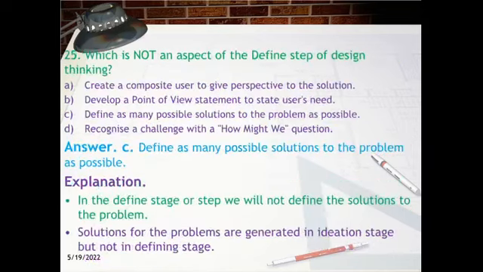25. Which is not an aspect of the define step of design thinking? A. Create a composite user to give perspective to the solution. B. Develop a point of view statement to state the user's need. C. Define as many possible solutions to the problem as possible. D. Recognize a challenge with a how might we question. Answer. C. Define as many possible solutions to the problem as possible.